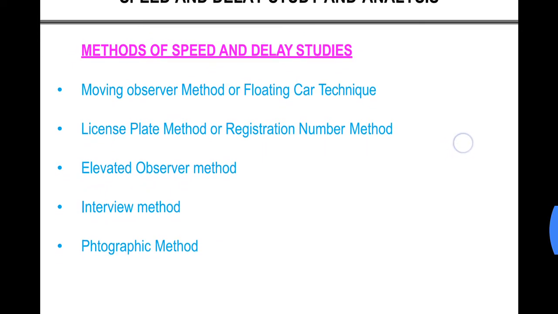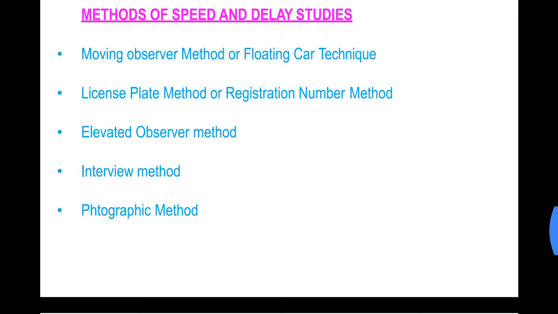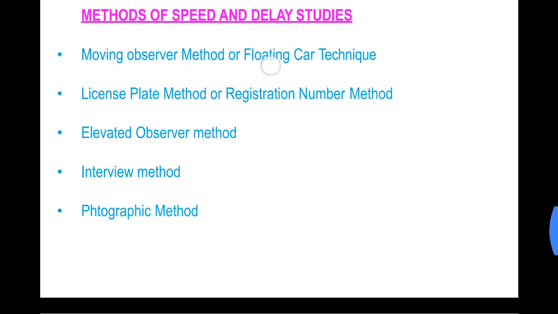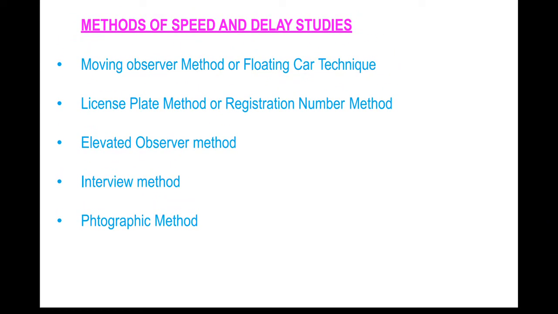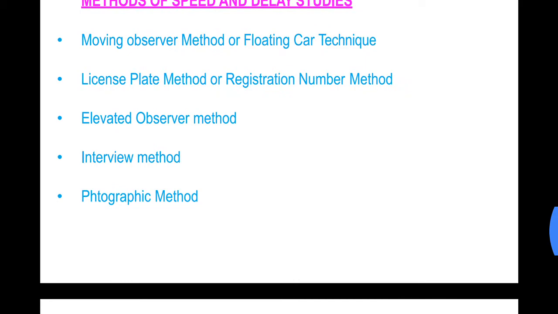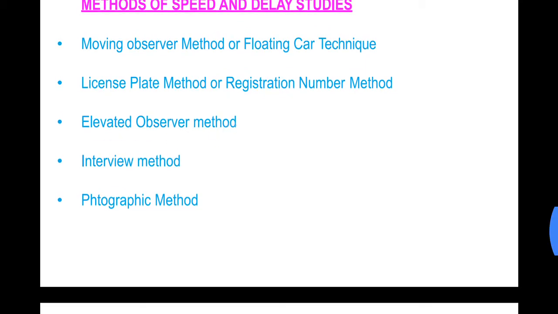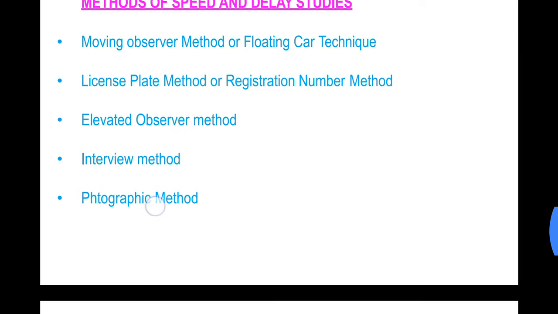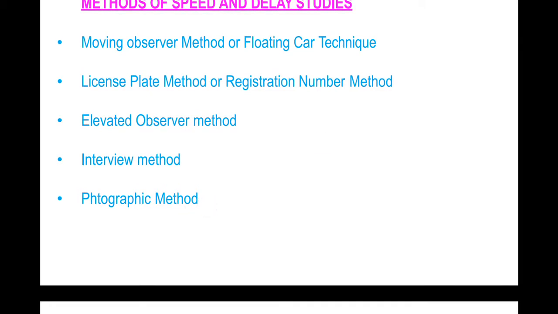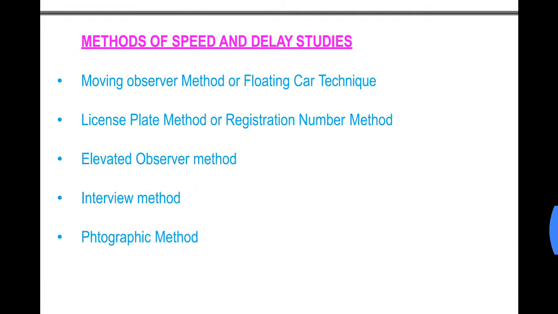Now there is another concept which is known as speed and delay studies. Here what we try to find out is what would be the speed of the vehicles taking delay into consideration. Okay, so for this there are few methods which are moving observer method or floating car technique, license plate method or registration number method, elevated observer method, interview method and photographic method.